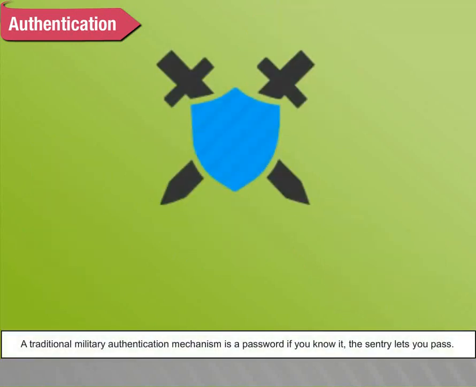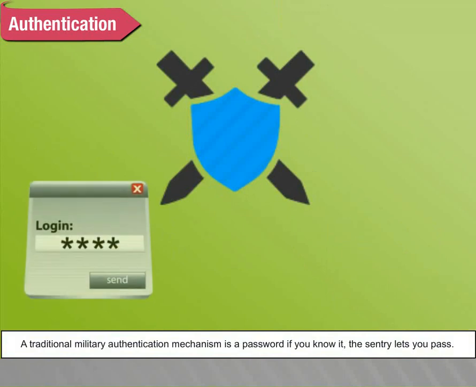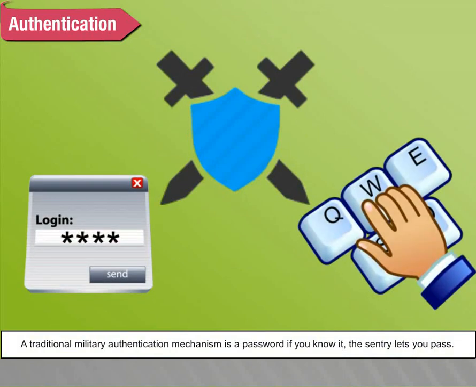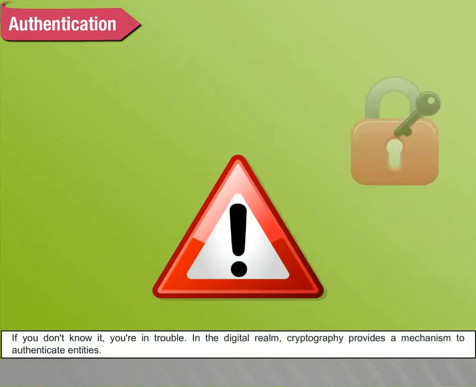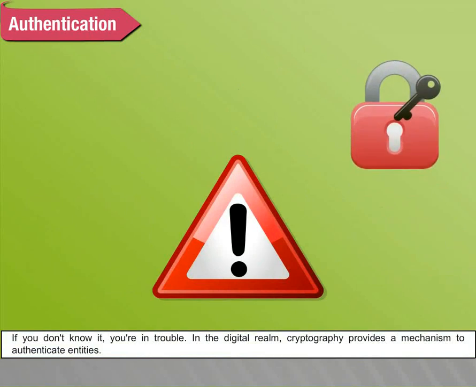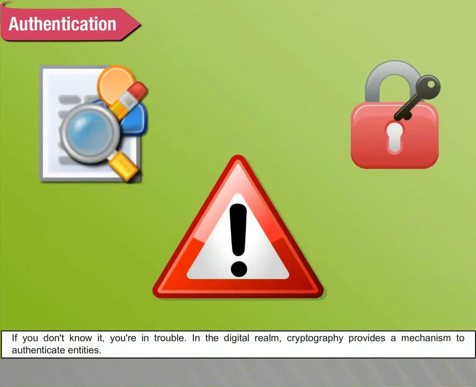A traditional military authentication mechanism is a password. If you know it, the sentry lets you pass. If you don't know it, you are in trouble. In the digital realm, cryptography provides a mechanism to authenticate entities.